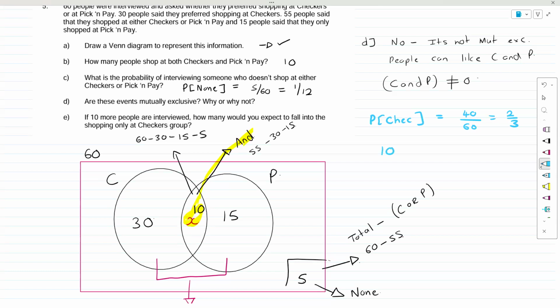Now, if you get 10 more people, the probability that they would go to Checkers is 10 times 2 over 3, which should be 6.66667. Now, you can't get 0.6 of a person, even if they're really short. You have to round off people to 7. So this would be 7 people. Again, I know the probability of Checkers is 2 over 3, and if 10 people join, the probability that they would like Checkers is 10 times 2 over 3, which gives us 7 people, because when it's people, we have to round up.